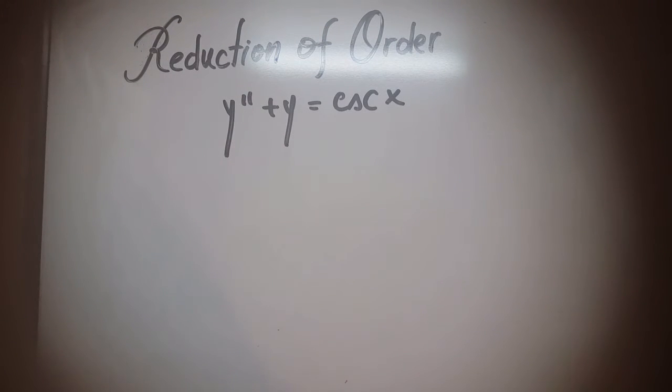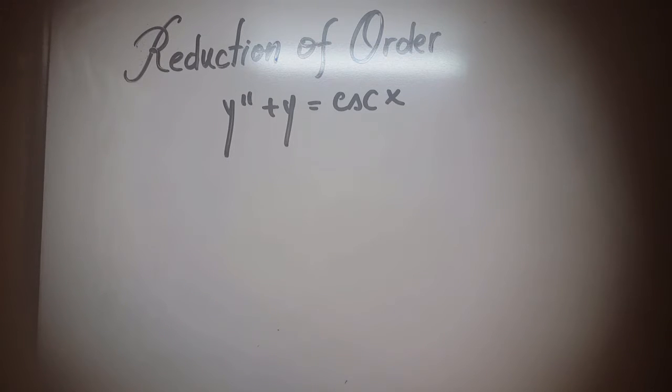Today I will be solving a second order linear differential equation using the method of reduction of order. Today's equation is y double prime plus y equals cosecant of x.